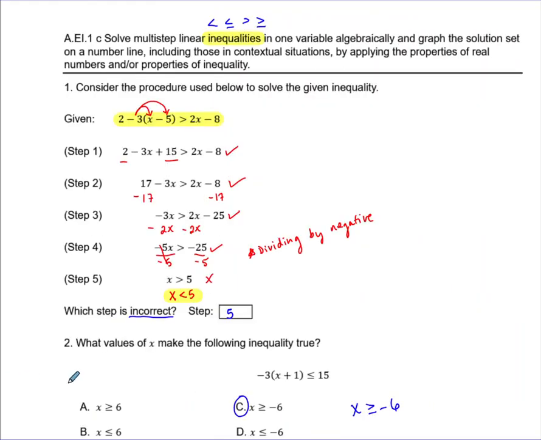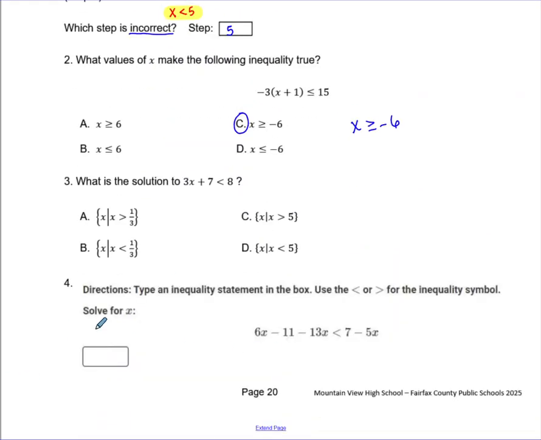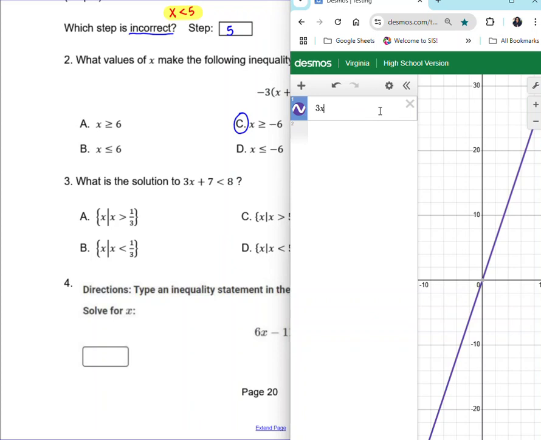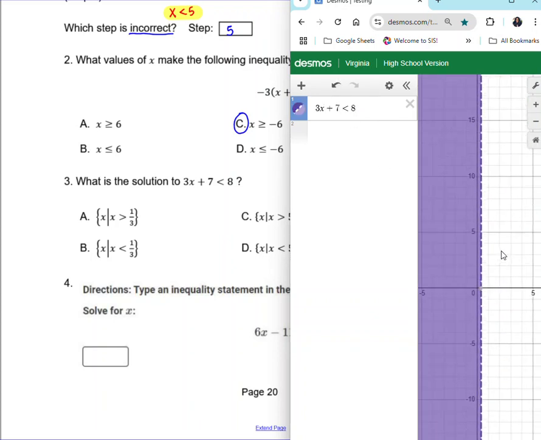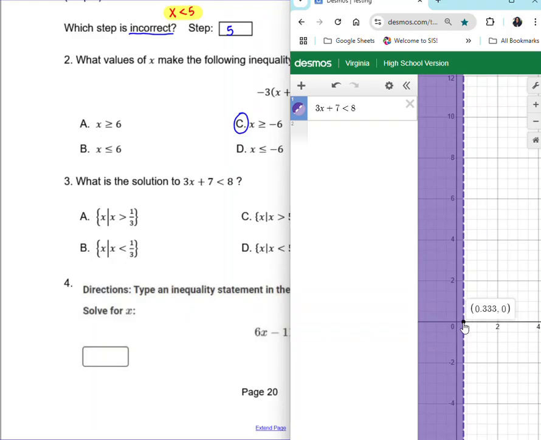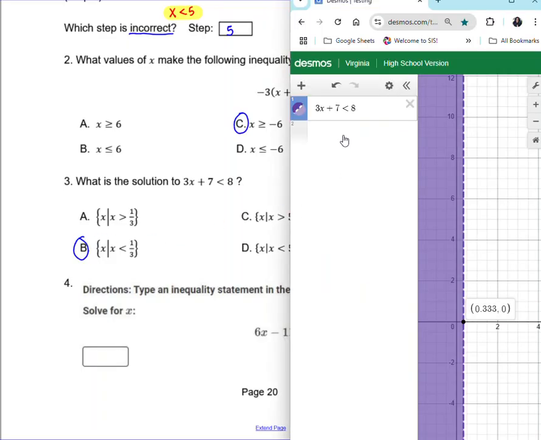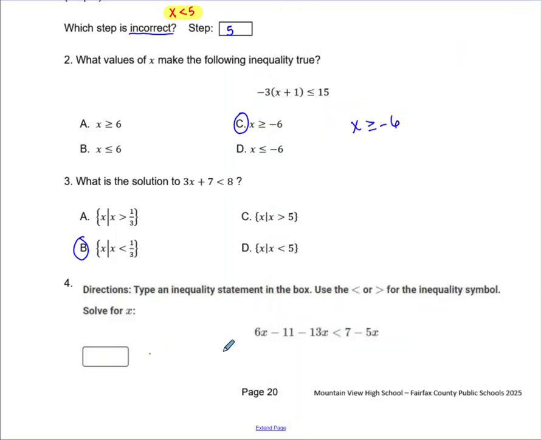That's pretty much how we can do the rest of these problems. I will just graph it in Desmos and go from there. Right here you have 3x plus 7 less than 8, and I'm just going to zoom in. It says 0.33, so x is less than, 0.3 repeating, which will be 1 over 3. Okay, so there you go.